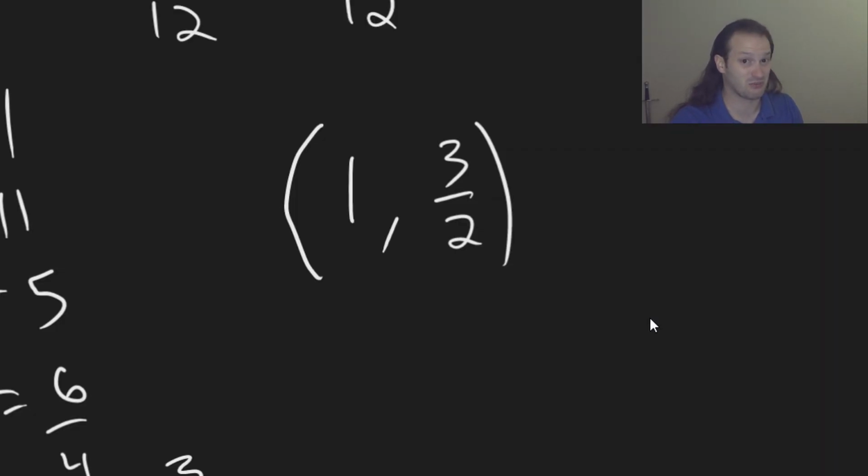So those were the methods to solve a system of equations if it has an intersection point. Some pairs of lines don't. Why wouldn't two lines have an intersection point? Well, if they were parallel lines, right? Parallel lines by definition don't intersect.